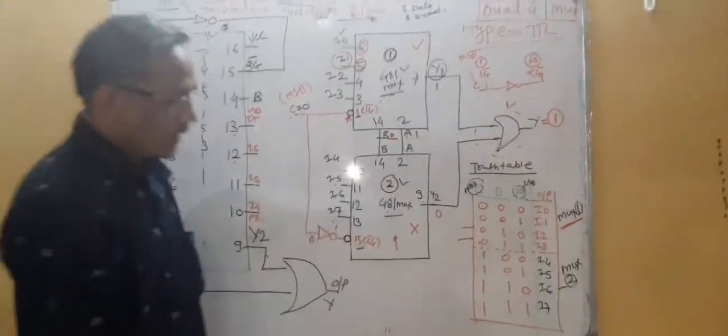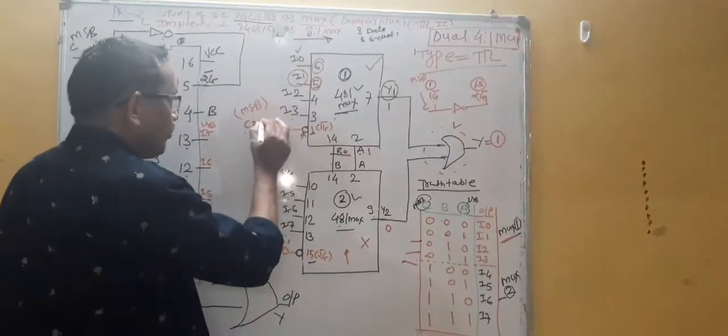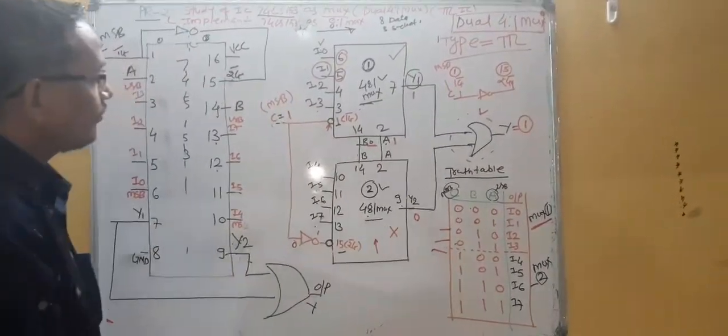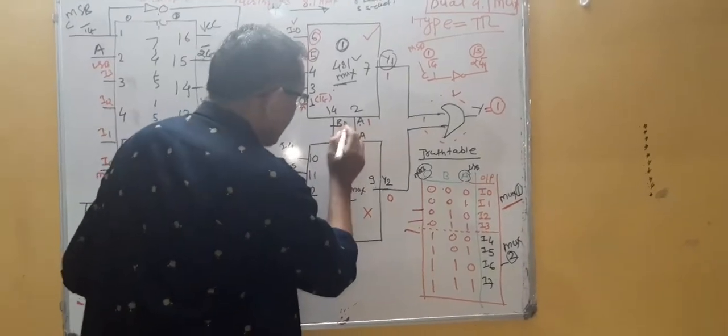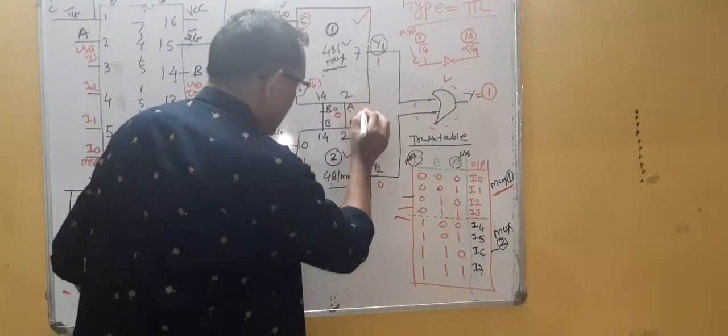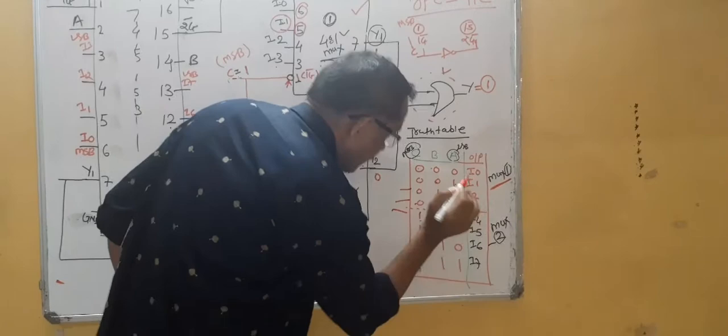Now apply the second condition. This is an important condition. That means if you are going to apply C is equal to 1, very important, and you are applying B is equal to 0, this is 0 and again it is 0. That means this is the condition I am going to apply. Look here.